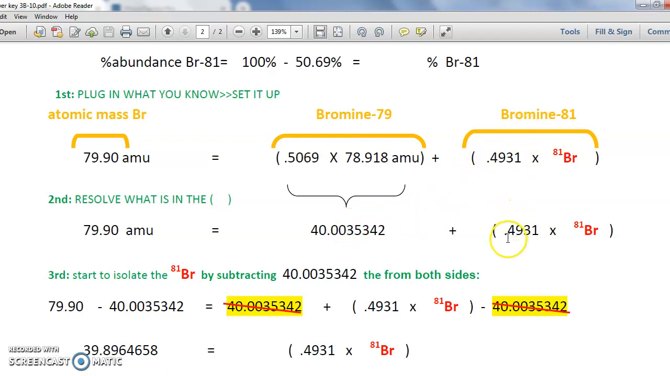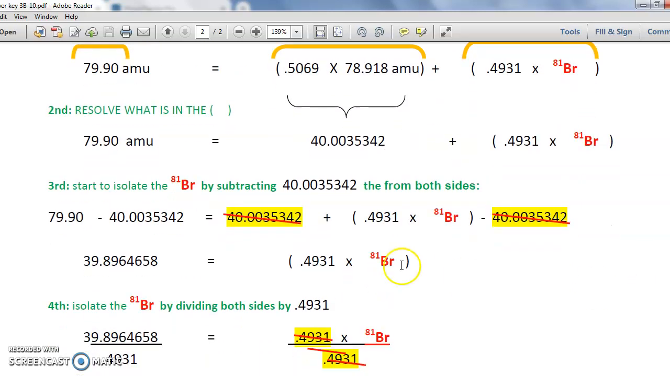And then I would just bring down this. I haven't resolved this yet, and I can't resolve it because we don't know what bromine 81 is yet. So how do I get rid of 40.0035342? Well, I'm adding it over here. So if I subtract 40.0035342 from both sides, as we're showing here, what I do to one side of the equation, I can do to the other. 40.0035342 minus 40.0035342 would cancel out on this side.